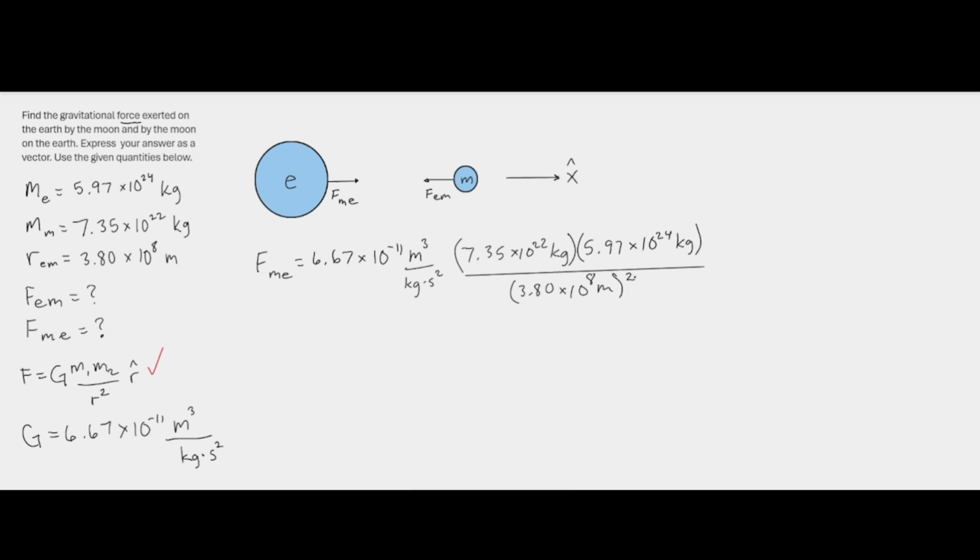So I've plugged in everything here for the formula. I've got the gravitational constant, I've got the two masses, and I've got the distance squared. And now I can start resolving all of these different units and the numeric values.